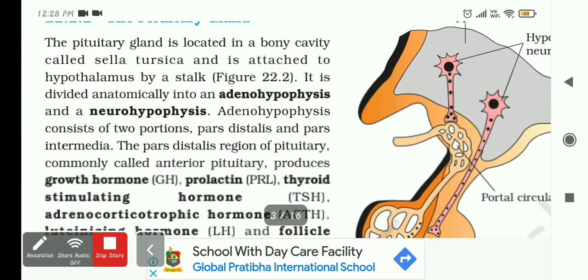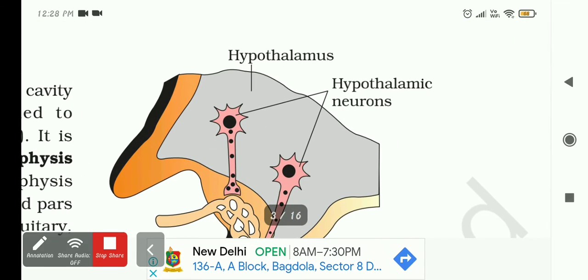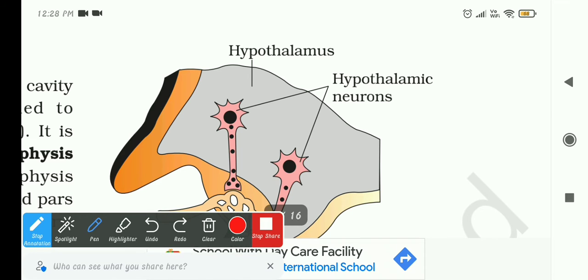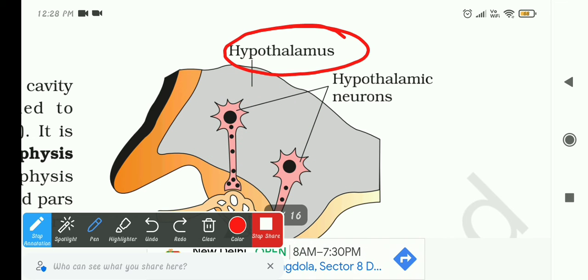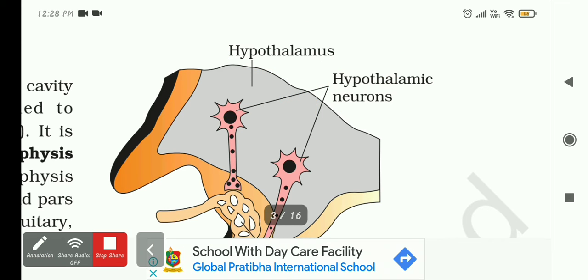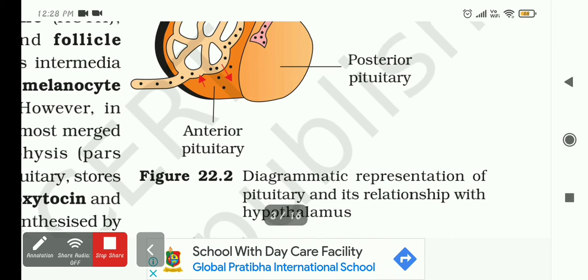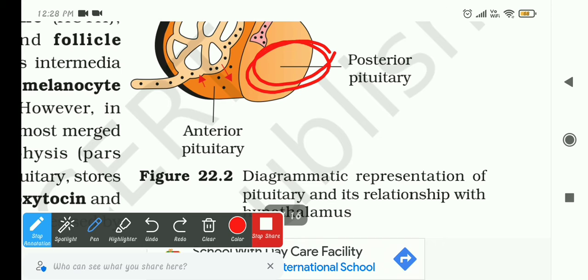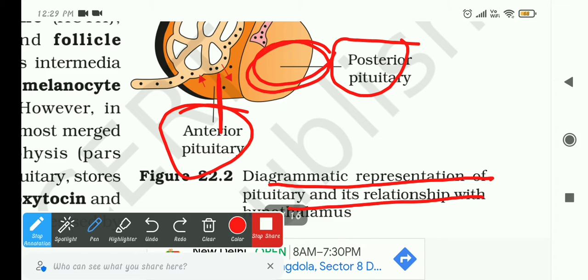Okay? Next, we are going to talk about the pituitary gland. So let's first discuss this diagram. This is our hypothalamus, and these are the hypothalamic neurons. This is so simple to learn, right? I don't even need to explain it. This is the portal circulation. This is the posterior pituitary, and this is the anterior pituitary. Okay, so this is the diagrammatic relationship of the pituitary and the hypothalamus.